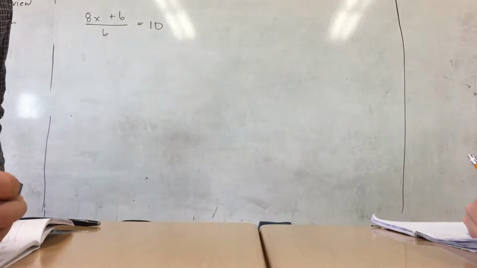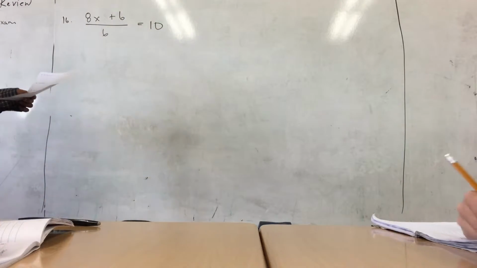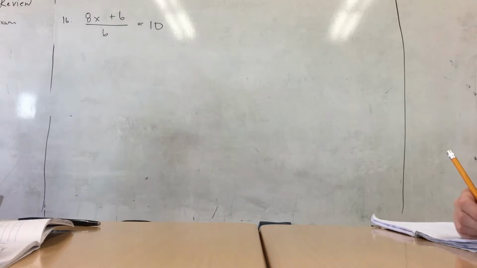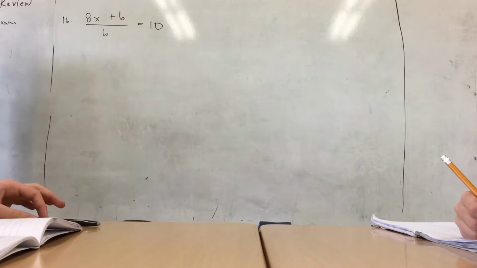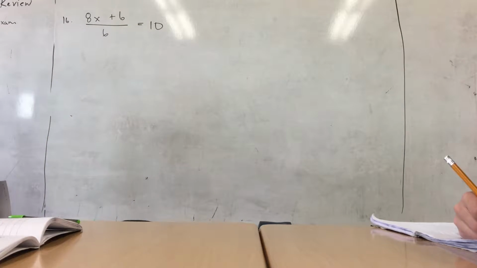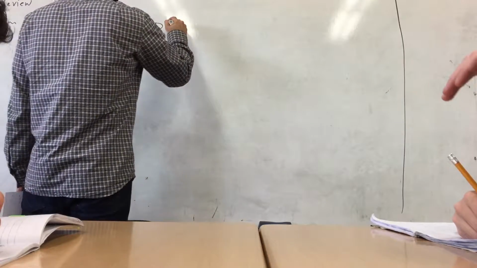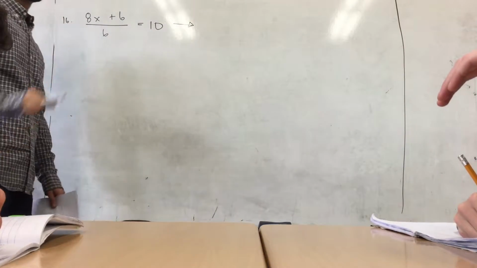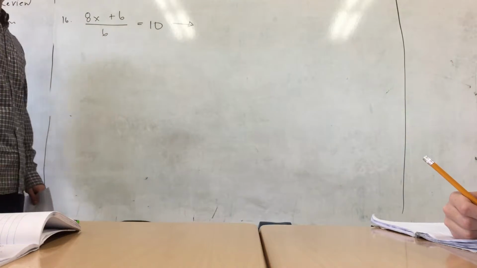What number are we on? 16. Can you cancel these sixes, Chris? No, because... No, you can't. Right, exactly. What can you do though in a situation like this? Iris, what can you do in a situation like this?